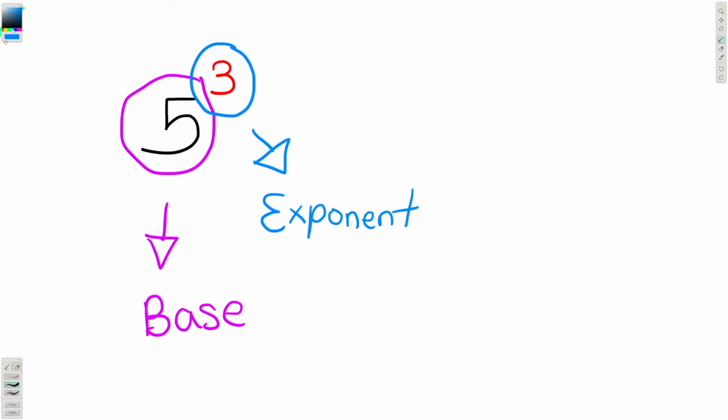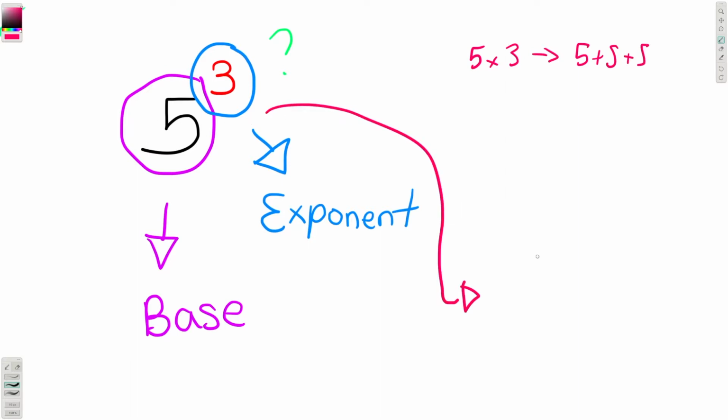Alright. So what does this mean? Because we know how to multiply, but what does this mean? Like we did in multiplication, 5 times 3 was also 5 plus 5 plus 5. What 5 to the power of 3 means is 5 multiplied by itself 3 times. So 5 times 5 times 5.